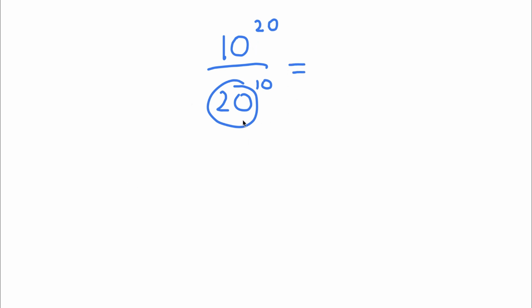So I have 10 to the power of 20 over 20 to the power of 10, and this is the same thing as 10 to the power of 20 over 2 times 10 to the power of 10.